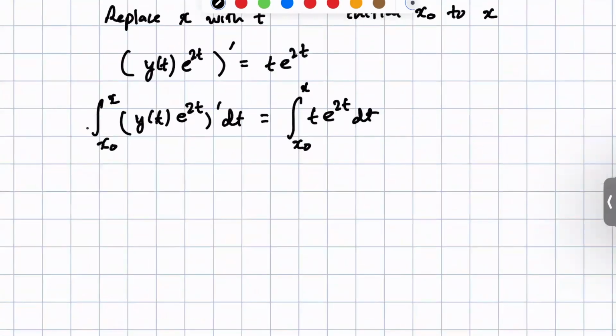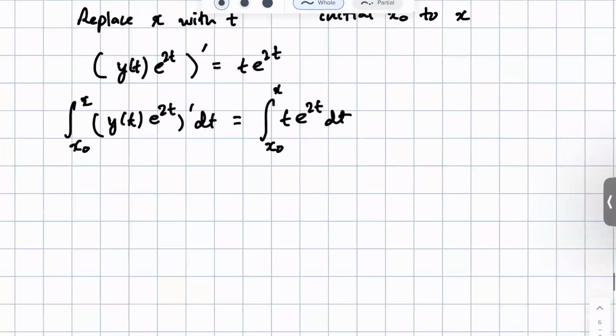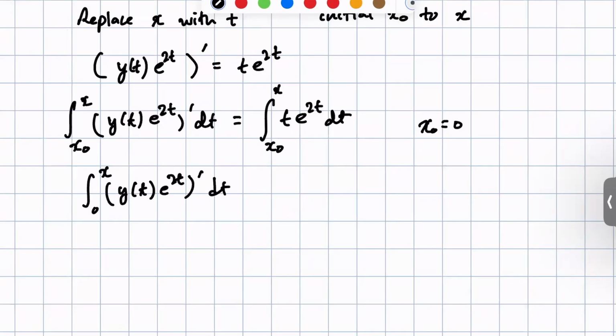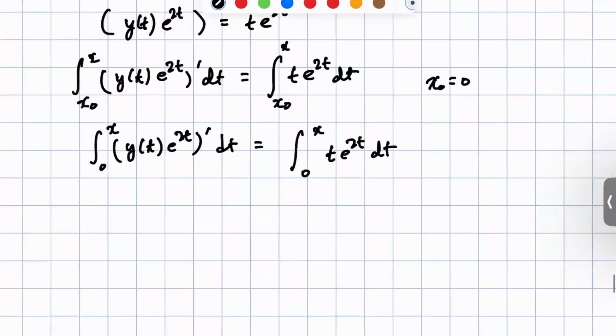Now let's see what happens here. When I take the integral of a derivative, they cancel out, so I get y of t equals, well, let me just first mention that since x0 is 0, let's rewrite this as the integral from 0 to x of (y of t e to the 2t)' dt equals the integral from 0 to x of t e to the 2t dt. When I take the integral of the derivative, they cancel. So I get this from 0 to x.